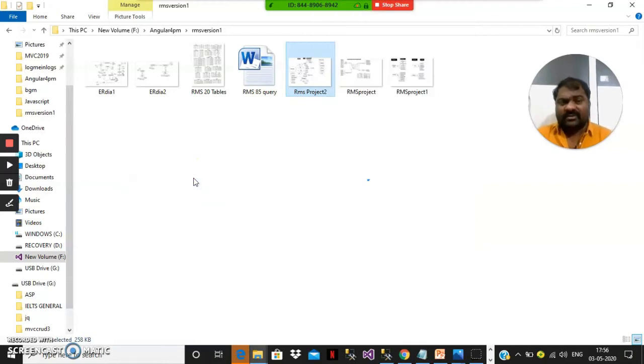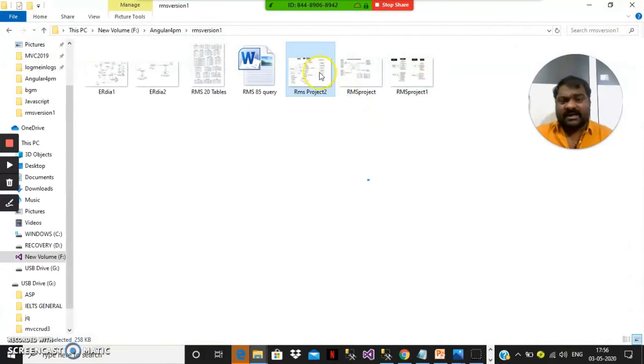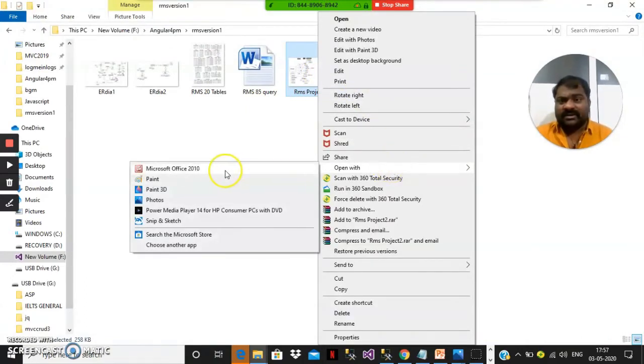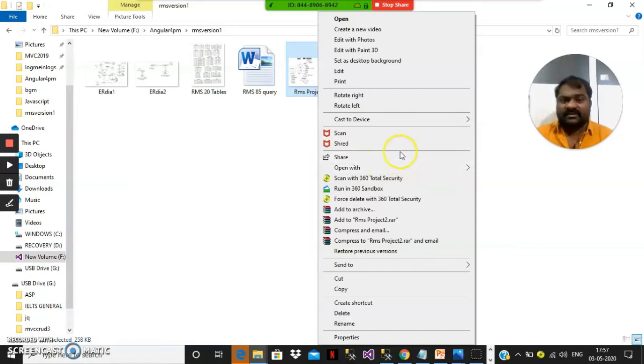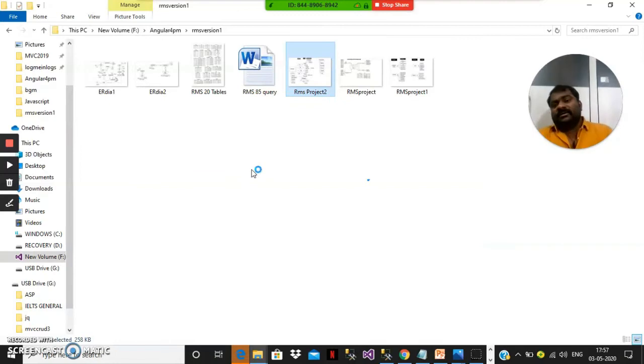Some rough diagrams will be there. I am showing you normally, but in companies, architects will be there. They will draw the diagrams and everything. Is it clear, everyone? So here you can see something like this. Are you following? So here you can see these are all the rough knowledge you must have.